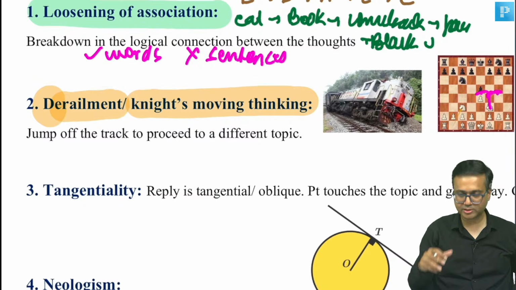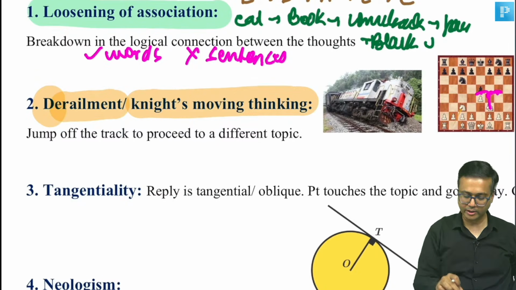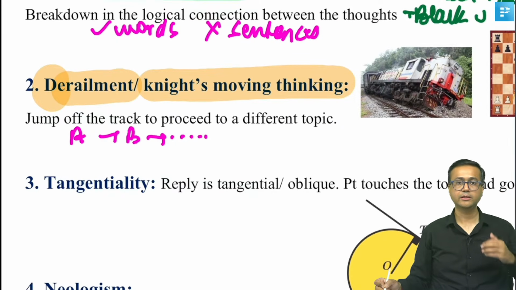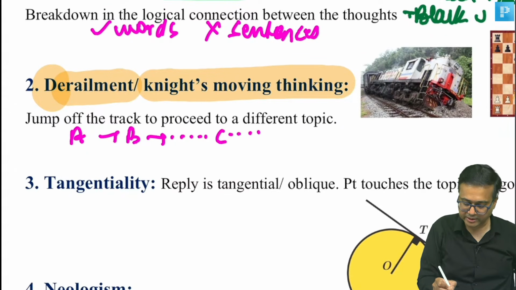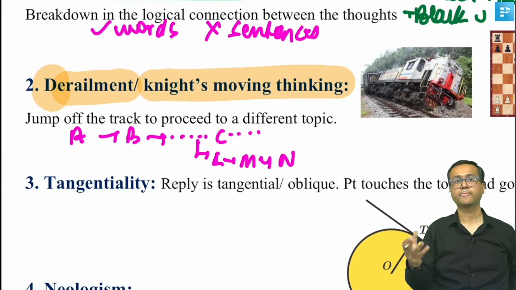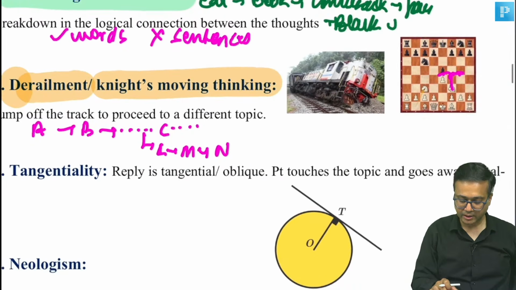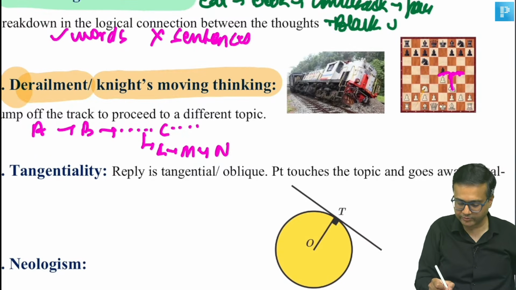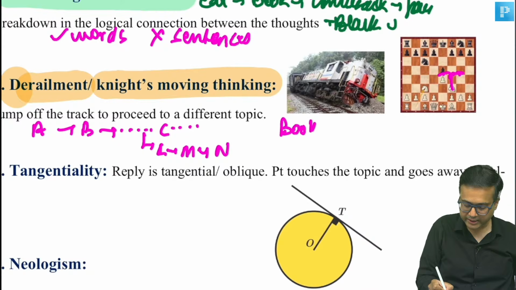So for example, let's discuss it with the normal thought. So in derailment or knight's move thinking, suppose the person is on the track, beta, for some time, A followed by B, but rather than going on the track, suddenly he changes the track, L, M, N. He moves to a new topic. For example, you ask this patient, what will you do if you want food outside? So he will say, sir, I will book a cab. I will book a cab.